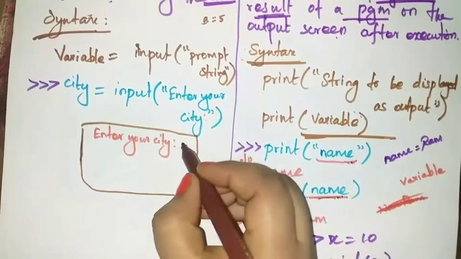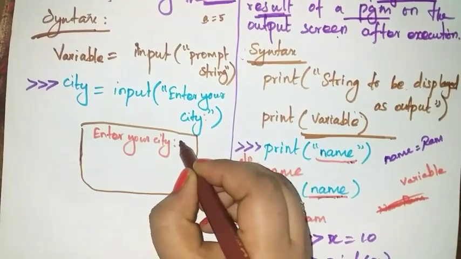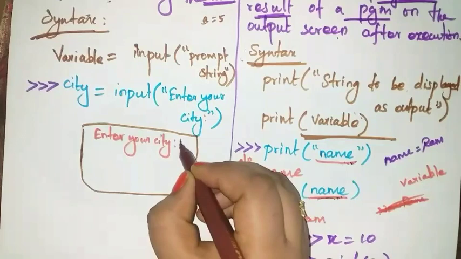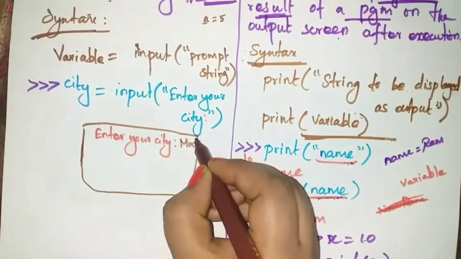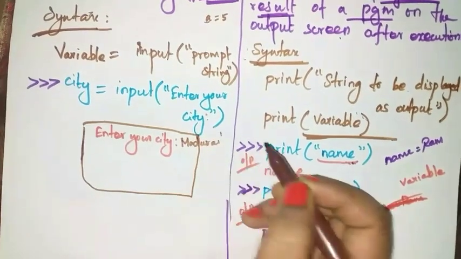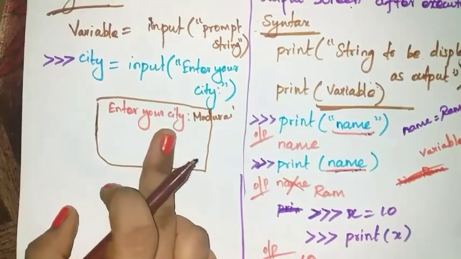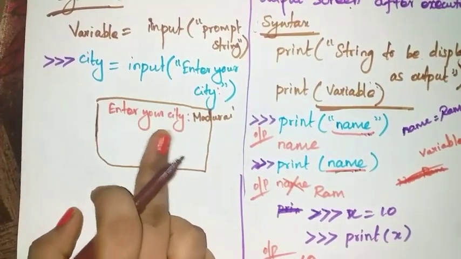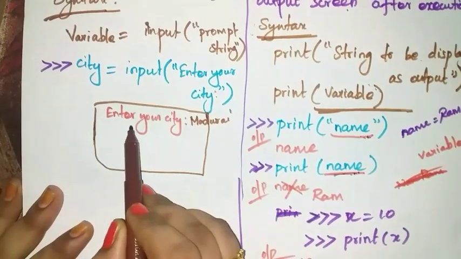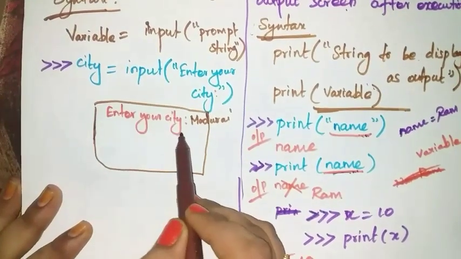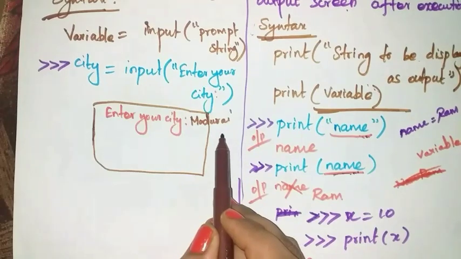So here you have to write your city name. If your city name is Madurai, you can write here Madurai. This prompt string displays in the output screen, so you can understand what input you have to give. Because it is telling you to enter your city name, you are typing your city name.